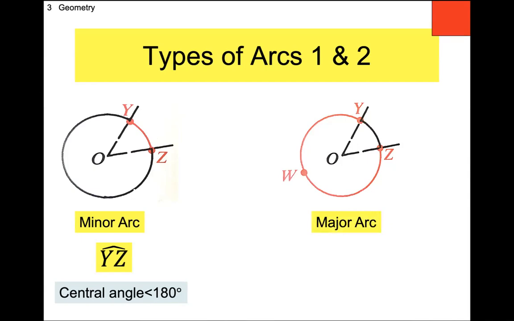So a major arc is going to have 3 letters, the same arc symbol. It's just going to be greater than 180 degrees. And it has to be less than 360, but it will be greater than 180 degrees. So I said arcs come in 3 flavors. Well, there's 2, major and minor. Minor have 2 letters, majors have 3 letters.